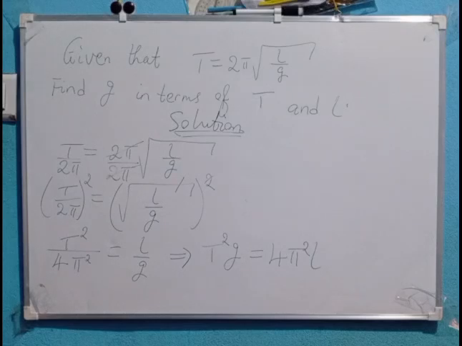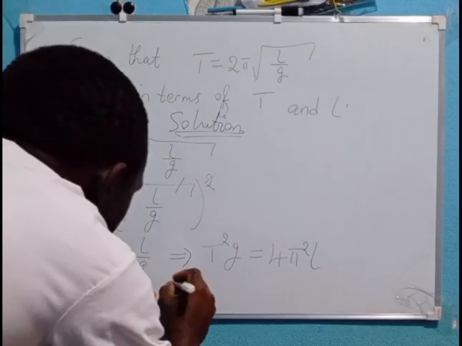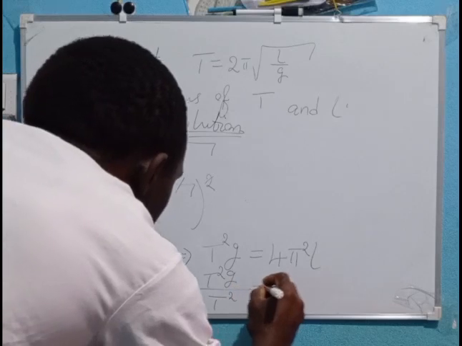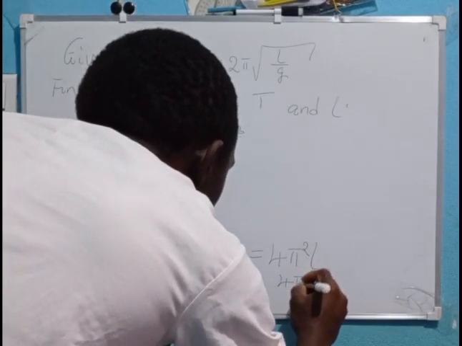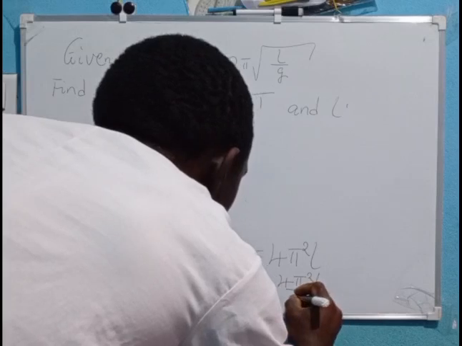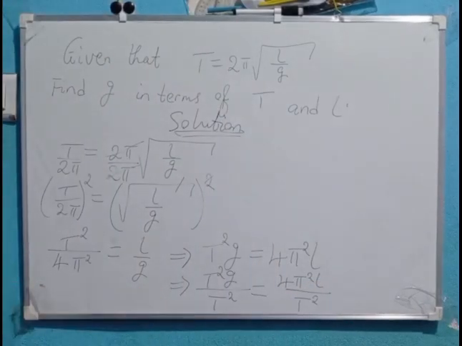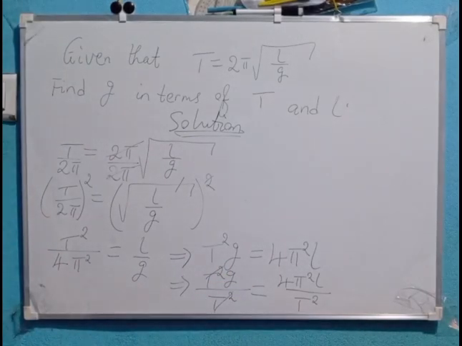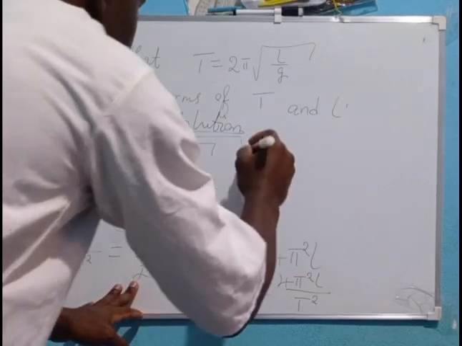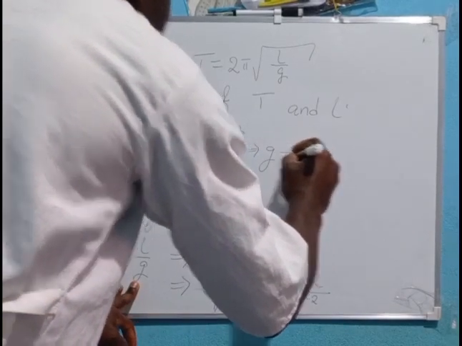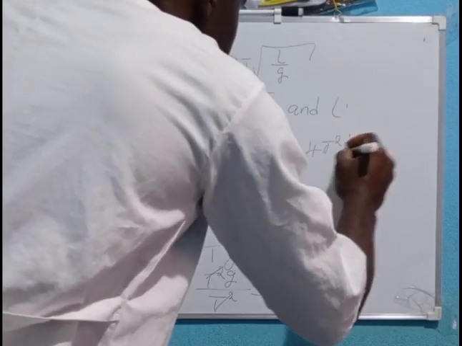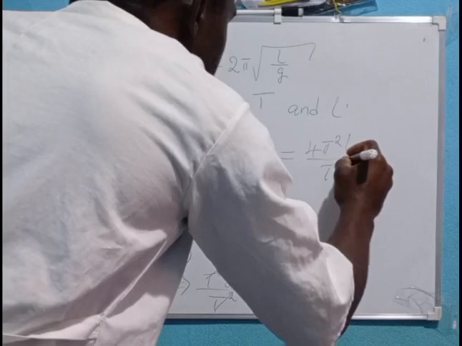Next step, we are going to divide all through by T squared, since we want G to be alone. This will imply that T squared G divided by T squared is equal to 4 pi squared L divided by T squared. At the left hand side, T squared will strike off T squared. We will be left with G. This will simply imply that G will be equal to 4 pi squared L all over T squared.